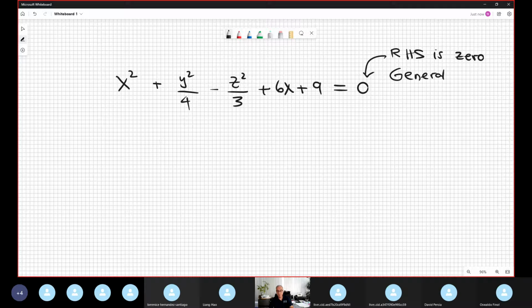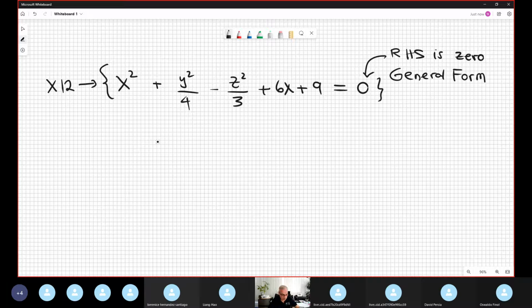But the general form is no good to understand the surface. So we need to express it in standard. To express it in standard, you apply your best way in algebra: grouping the x, grouping the y, grouping the z, complete the square. In this case, a fraction. I don't like the fraction. So I propose you multiply the entire equation by 12.